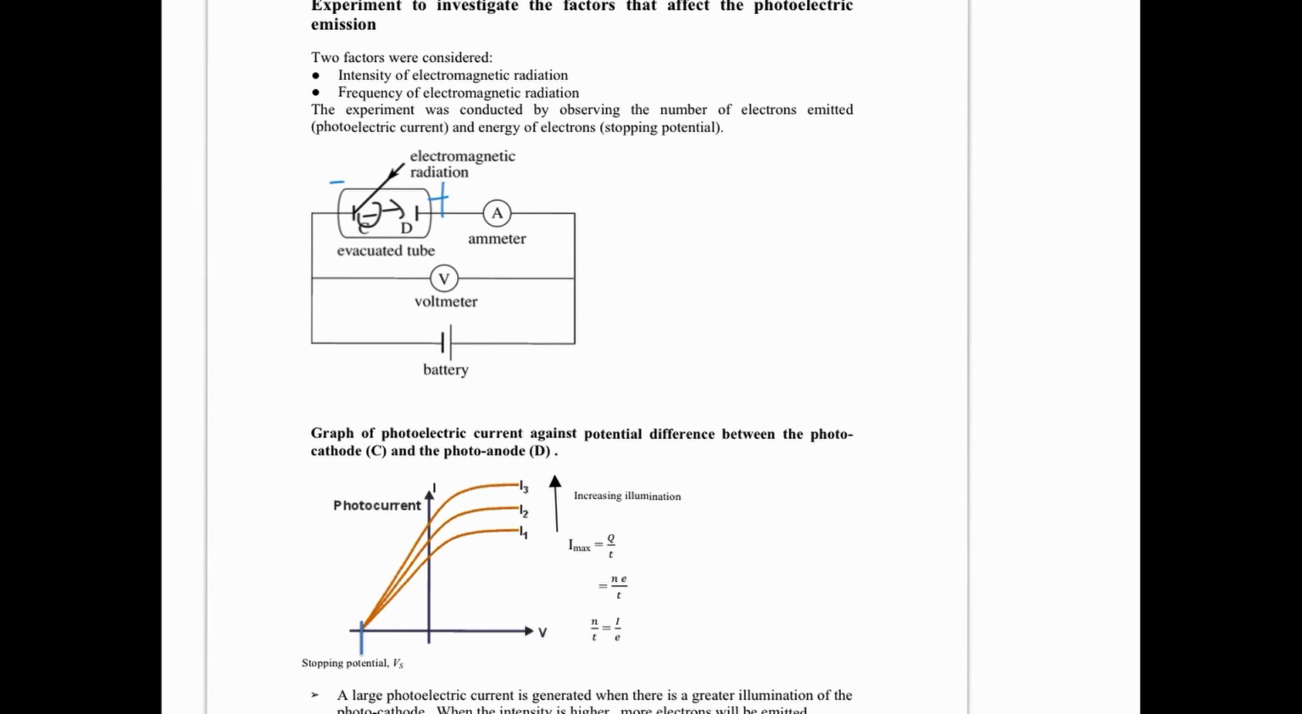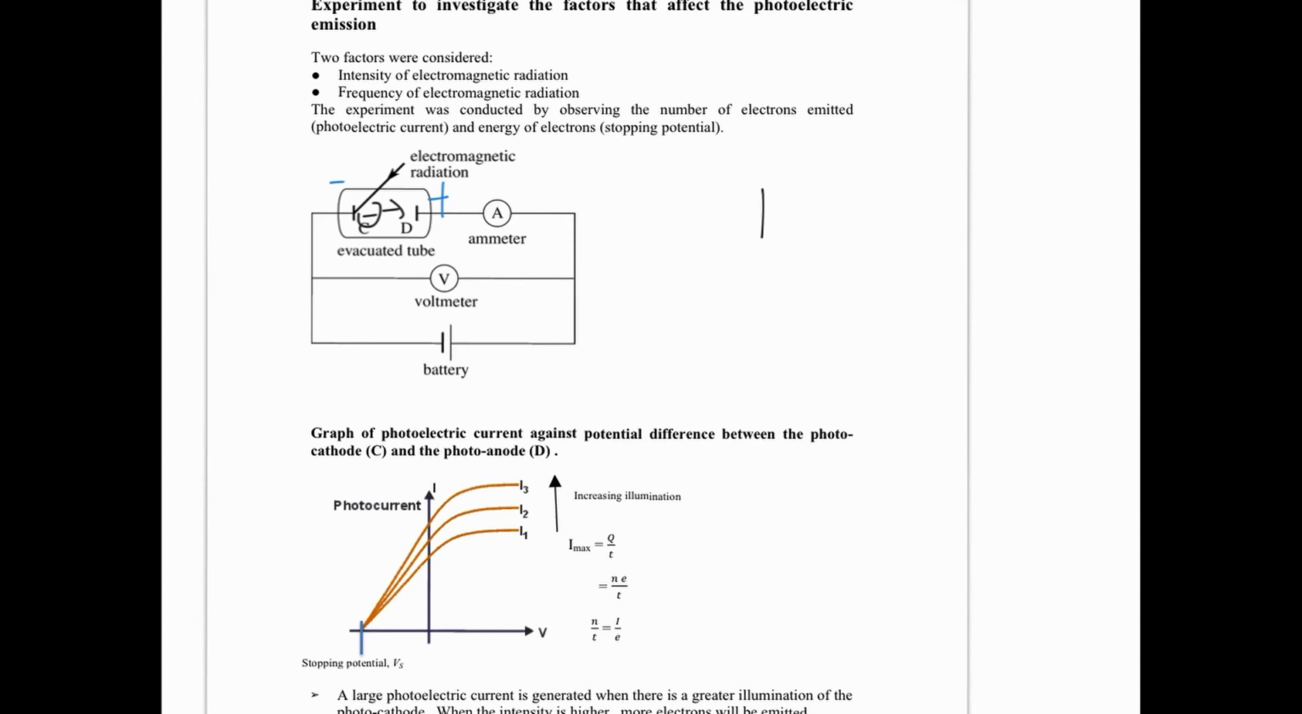So now we know what factor affects the rate of emission of electrons, which is intensity of EM radiation, which is logical. But if you wanted to investigate the energy of the electrons, then what should we do? We must reverse the polarity. So what do you mean by reverse the polarity?